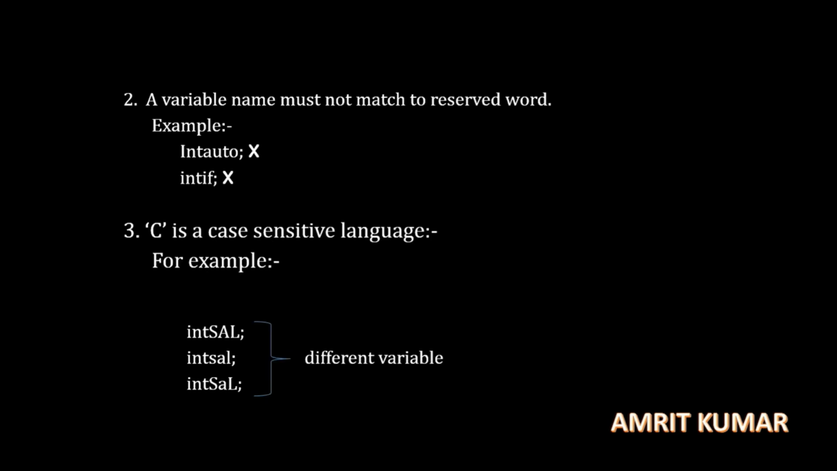Second rule, we have studied that a variable name must not match a reserved keyword. And the third rule, which is so important, is that C is a case sensitive language. So here are the examples of it, that these are all different variables.